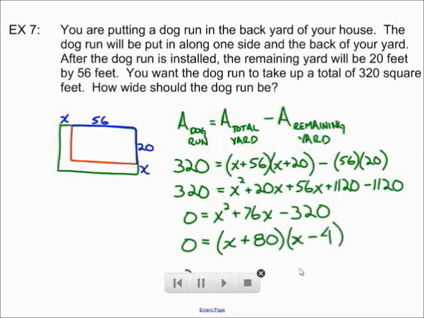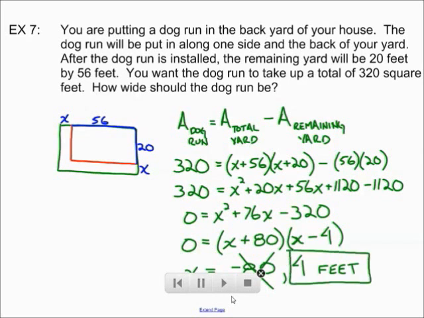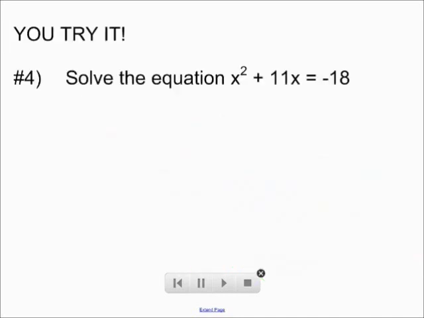So our solutions to this equation are negative 80 and positive 4, but can you really have a dog run that is negative 80 feet wide? No, that answer doesn't make sense. So sometimes we have to disregard the negative answer. There's the answer we're looking for, 4 feet. A lot to that one. You might need to replay this, but that's the beauty of having it at home. Go ahead and replay it, listen to it again, and try and figure it out.